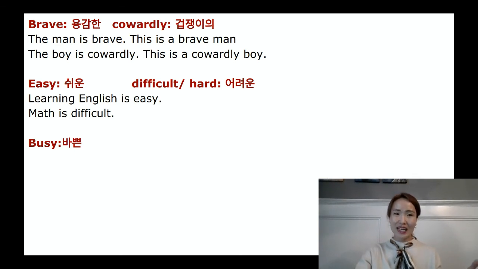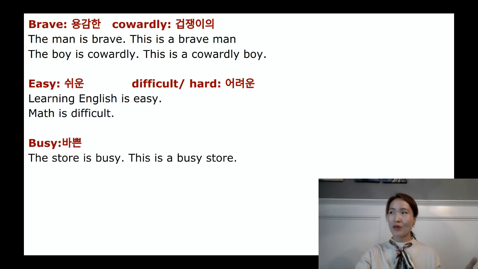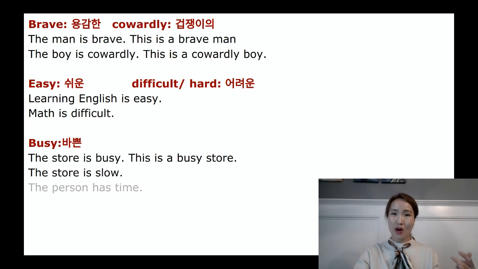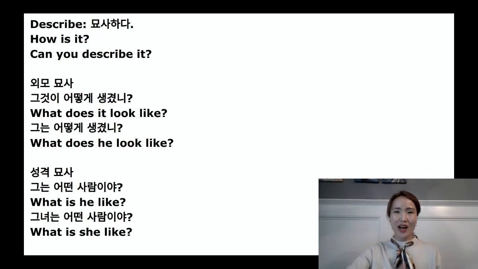Okay, also the last one is busy, right? If there are a lot of people in the store, you can describe the store as busy, right? The store is busy. This is a busy store. Or if there are not a lot of people, you can say the store is slow, right? Or when you describe the person who's not busy, you can say the person has a lot of time, right? Much time.